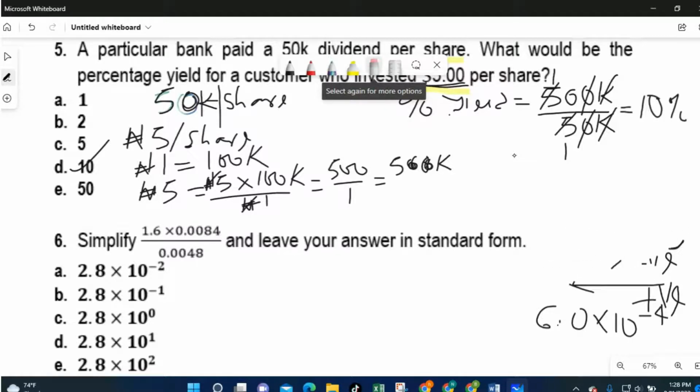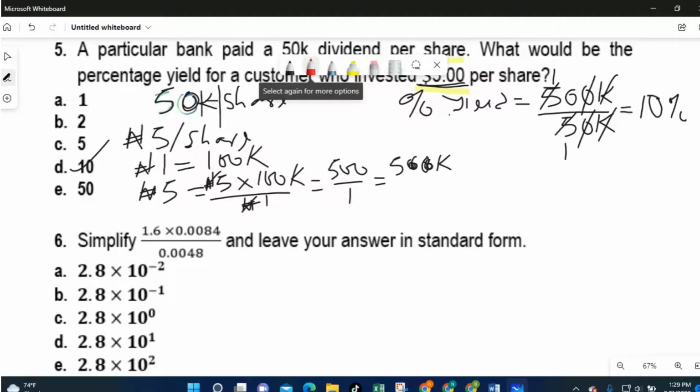Now let's look at the solution to this question that has been given to us. We are told that 1.6 times 0.0084 divided by 0.0046, and we are asked to find that value. So we are going to solve that value now. Now let's convert 1.6 to standard form.